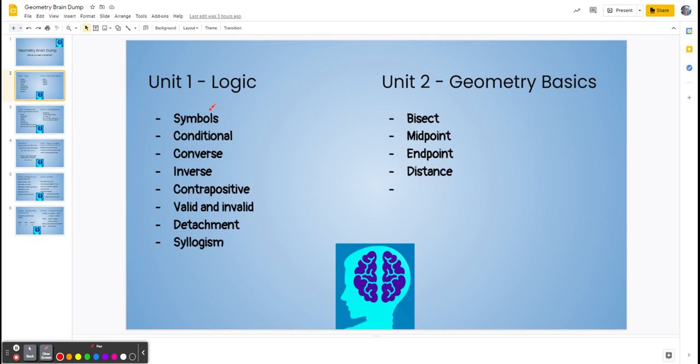All the logic stuff. So are we good on the symbols? Do we need to talk about the symbols? The and, the or. So that's and, that's or. Yeah, absolutely. I'm going to give you 2 just in case you need them.